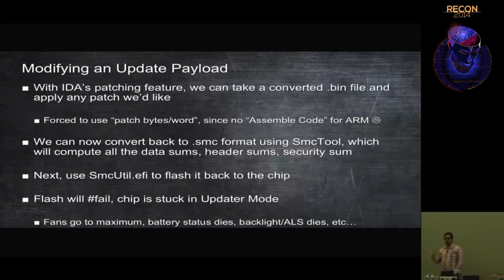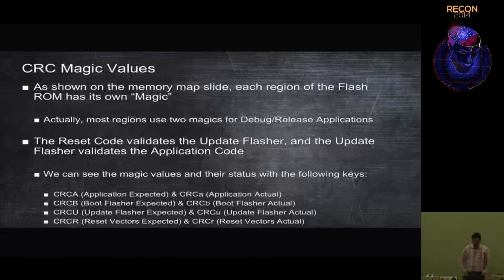So I said, OK, everyone was lying all along. You can't really flash this thing. I mean, you can, but then it will refuse to load your code. They must have code signing. It must have something in it. Well, as we saw on the memory map slide, every region of the code, the reset vectors, the boot flasher, the update flasher, and the app flasher, all have these magic values. And when you read the ROM code, you'll see the magic values are computed, checked, and exposed to these keys.